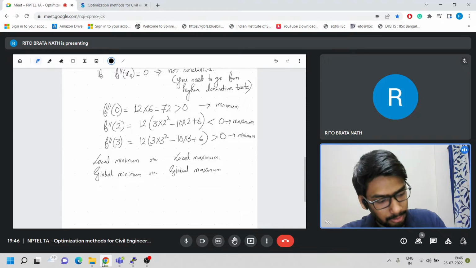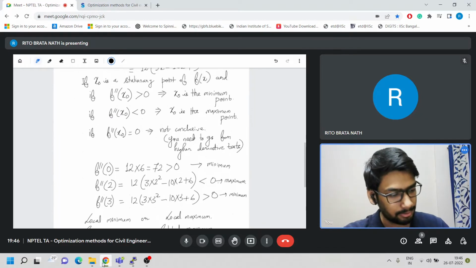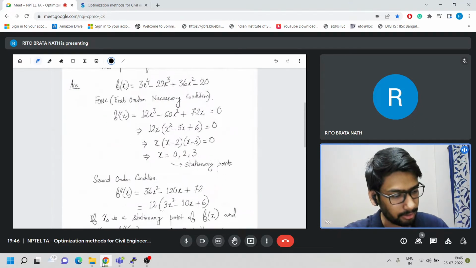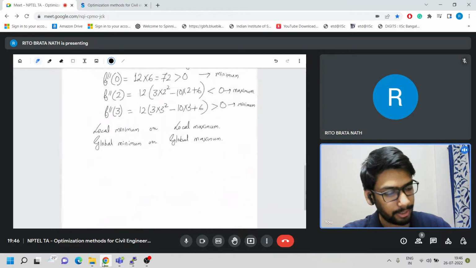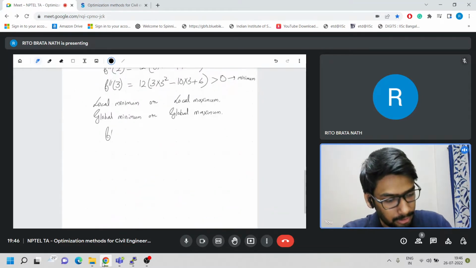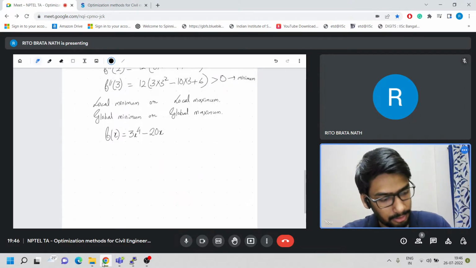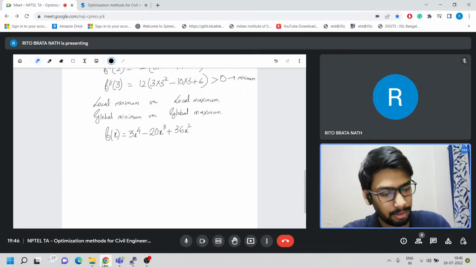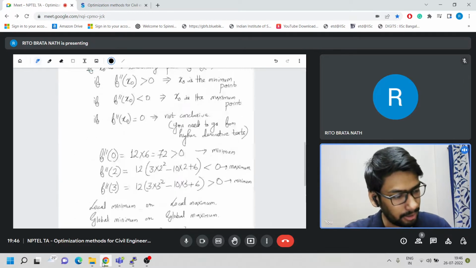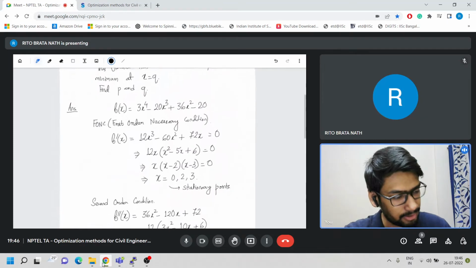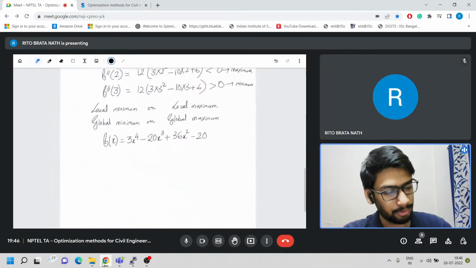So now let us test this. We have this function. Let me write it down again. f(x) is 3x to the power 4 minus 20x cubed plus 36x squared minus 20. Hope I have written it down properly. Let me just check it once. Yeah, so this was the function.